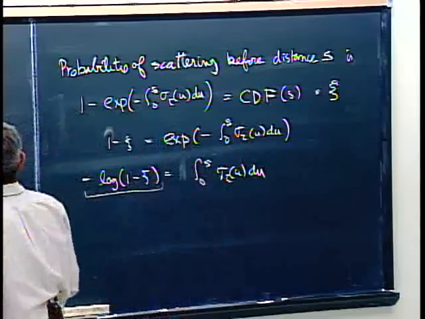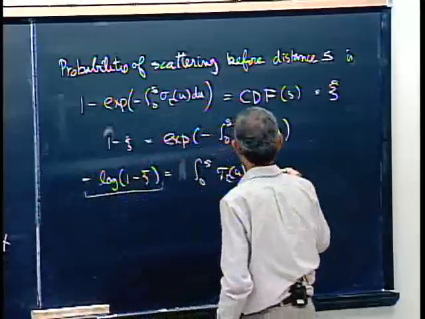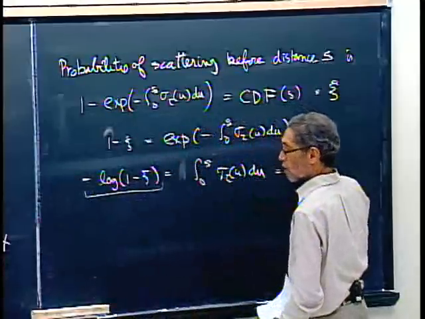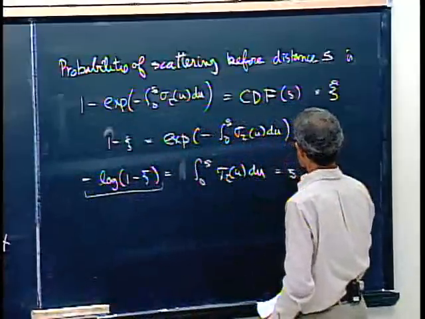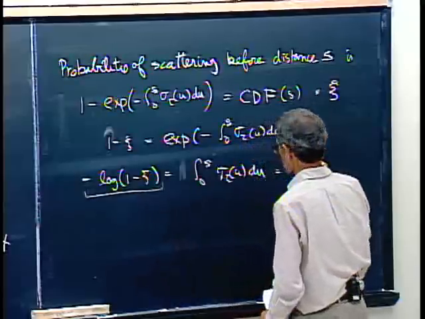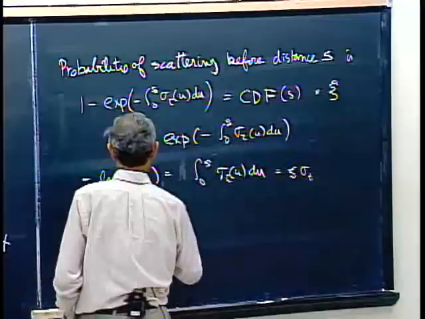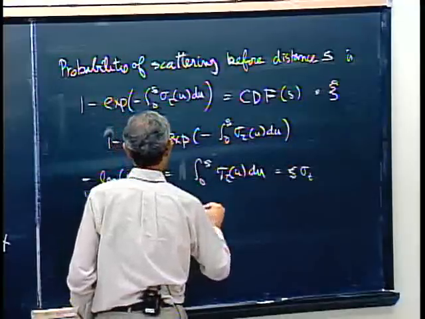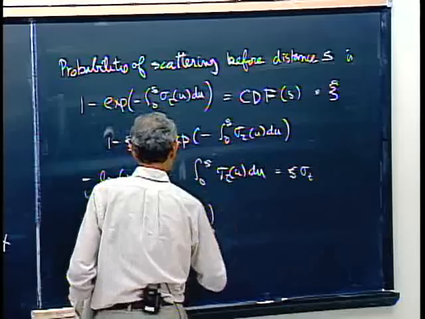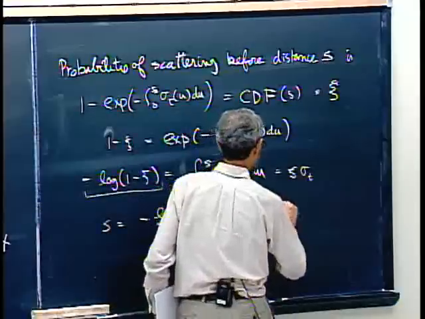It's particularly easy if this were constant. So that was s sigma t. So that means s is equal to just minus log of 1 minus xi over sigma t, for sigma t constant.